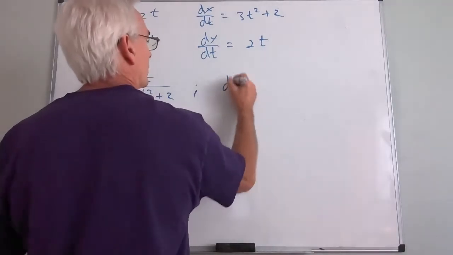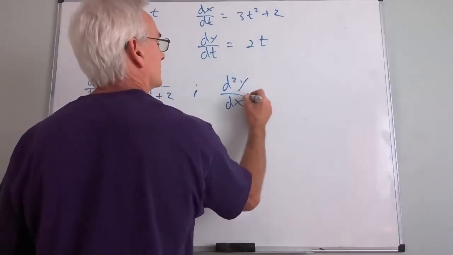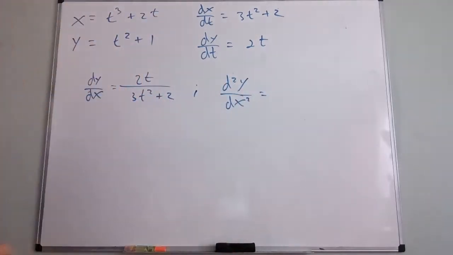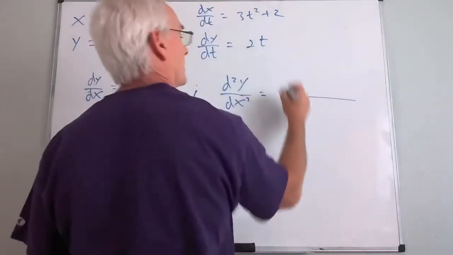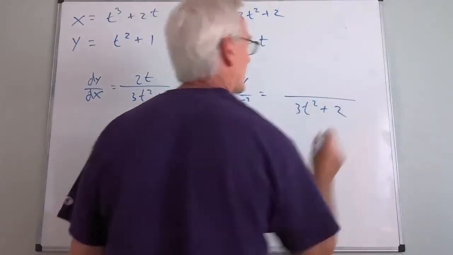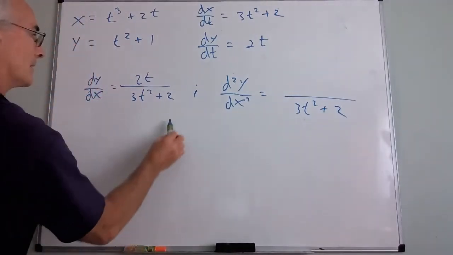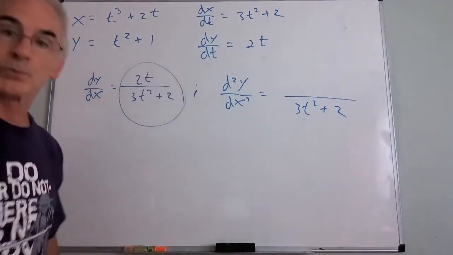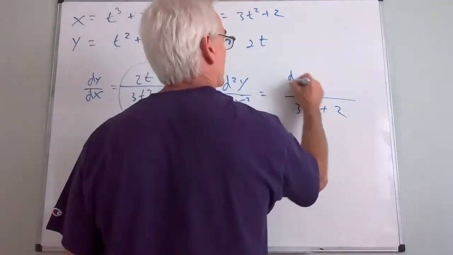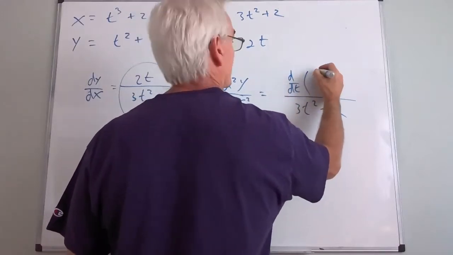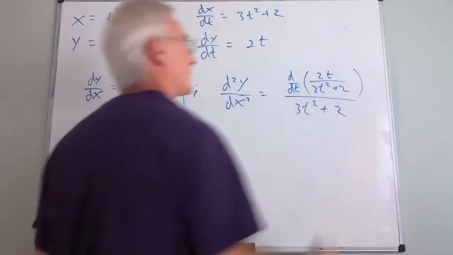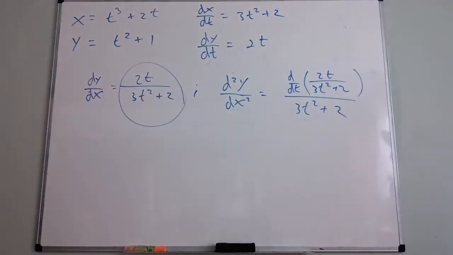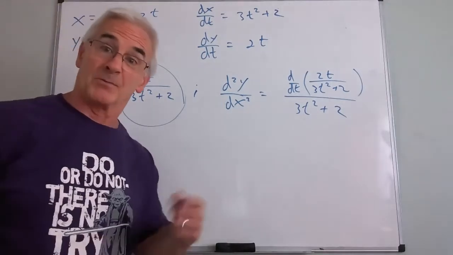Now, what's the second derivative? The second derivative, same denominator, but what goes on top? The derivative of this. Because I said your dy/dx will all be in terms of t because we're doing the parameterized version. So this is what my second derivative will look like. Okay, that's actually not that complicated. I just got to remember the order of things.